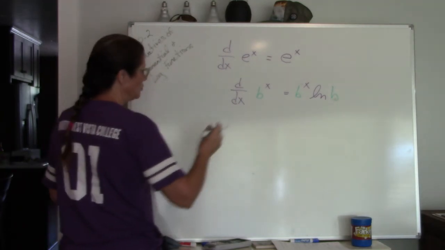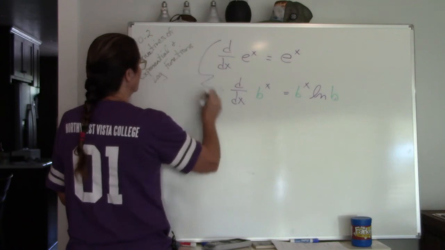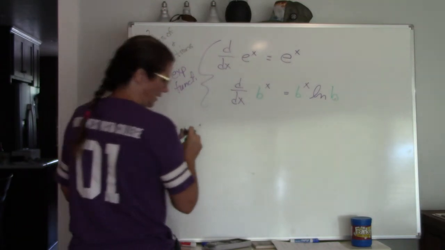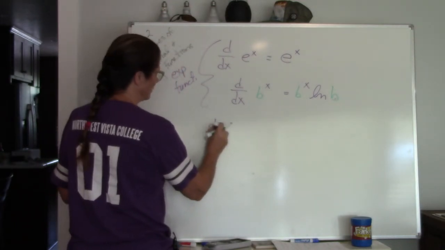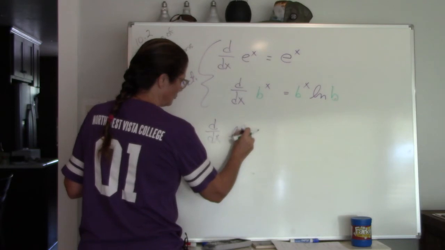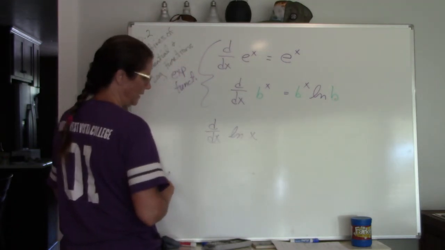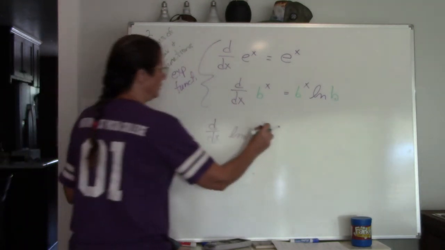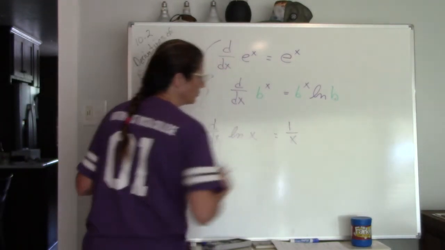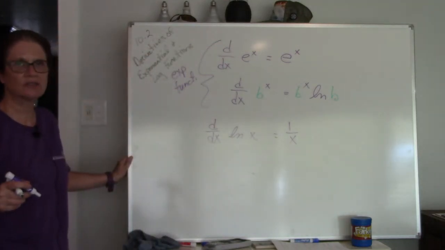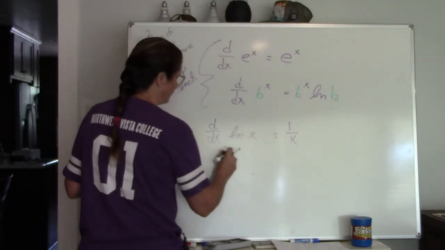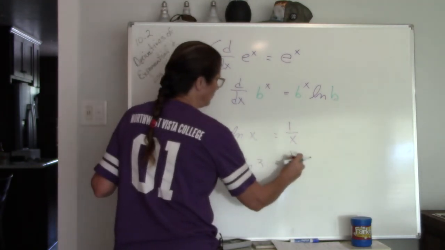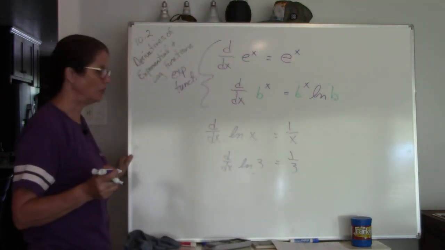Now we're going to switch to our log. These are considered our exponential functions. Now we're going to switch to the derivative of the natural log of x. The derivative of the natural log of x is always going to be 1 over x, 1 over whatever your x value is. So if I had to find the derivative of ln of 3, your derivative would be 1 over 3. And that's all it is.